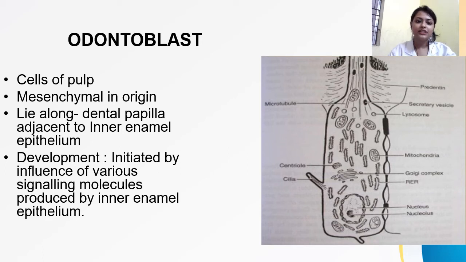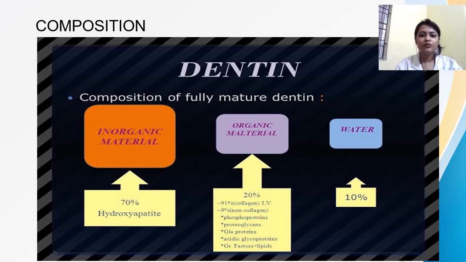It lies along the dental papilla adjacent to the inner enamel epithelium. Its development is initiated by the influence of various signaling molecules produced by the inner enamel epithelium. These signaling molecules give rise to the specialized cells called odontoblasts. Because we all know that without the formation of the odontoblast and dentin, the enamel formation won't begin.